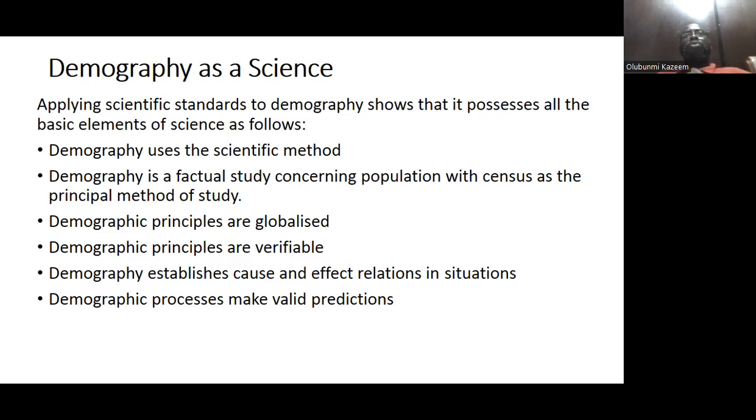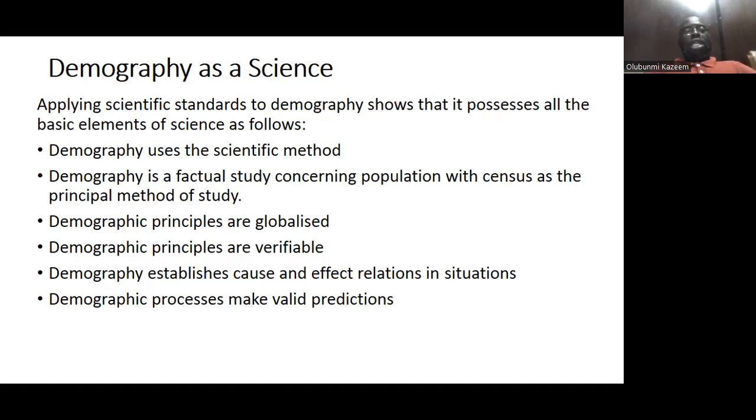Then demographic principles are verifiable. That is another quality that makes it a science. When we talk about demographic principles, they should have the possibility of being authenticated. So it's not just on what is said. They must be able to test it to find out its veracity, whether it is true or false. Demography establishes cause and effect relations in situations. What this is saying is that demography tries to see connections between a cause and the effect of an event. For instance, if our birth rate increases and continues unchecked, we might automatically get to a particular situation where the government might not have the capacity to adequately cater for the population. So on that basis, you should be able to draw a link between a cause and an effect.